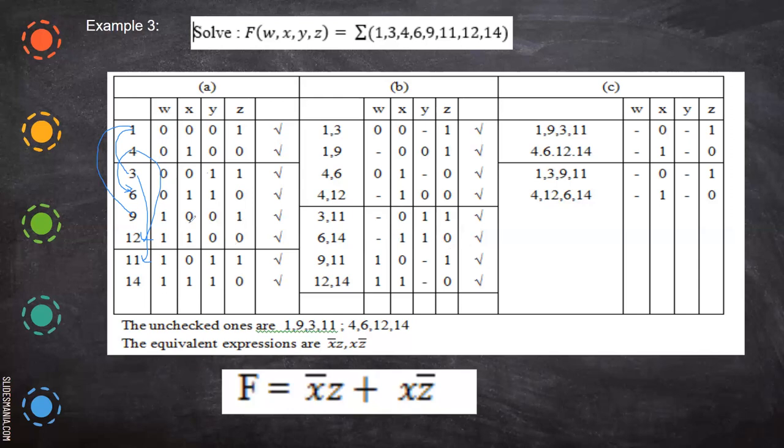Okay, then 9. Let us take 9. 9 and 11. Here no change, no change. Here there is a change and no change. So we can take this combination, 9 and 11. And here there's a change, so put that with the underscore. Then 9 and 14. Here there is no change, but here there is a change. So we cannot consider the combination 9 and 14. So next we'll go to 12 and 11.